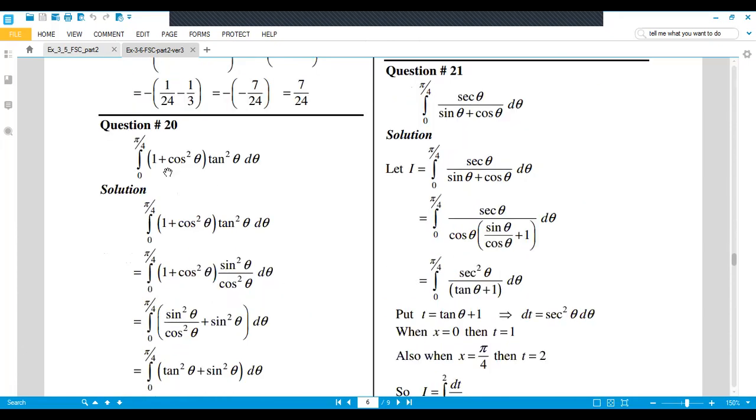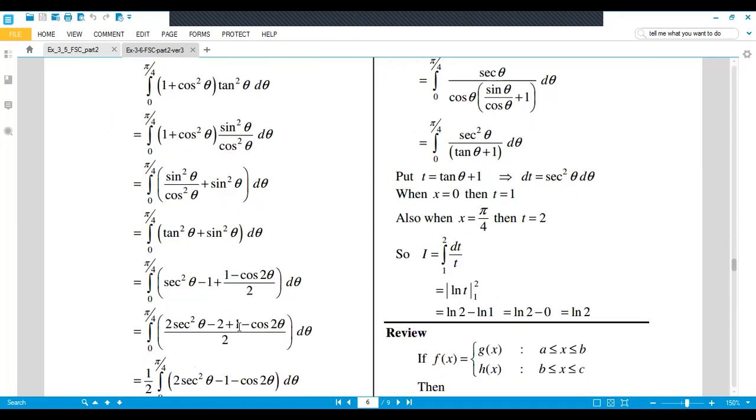Number 20 is the integral of 1 plus cos square theta times tangent square theta d theta. Here tangent square theta multiplies with 1 and then with cos square. But tangent square we split into sine square and cos square. So when multiplied with cos square, the cos square cancels, and sine square theta comes.